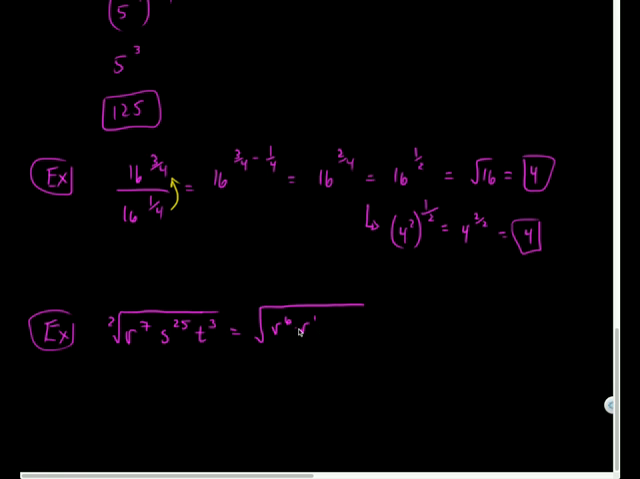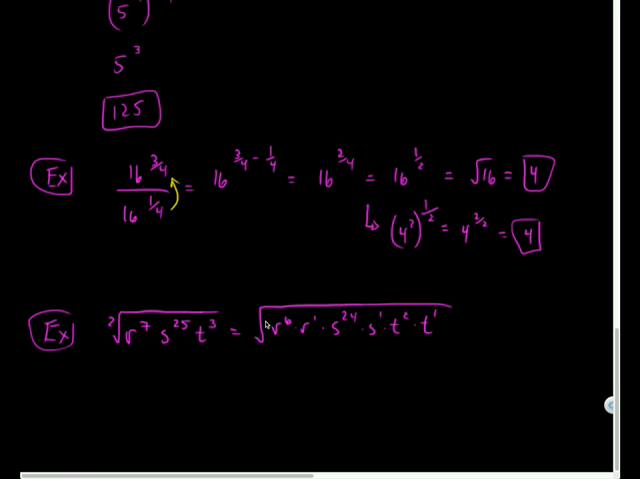The largest number that goes into 25 that's divisible by 2 is 24. So I'd break that up into s to the 24th times s. And then I'd break the t up into t squared times t to the 1st, which is also t to the 3rd.